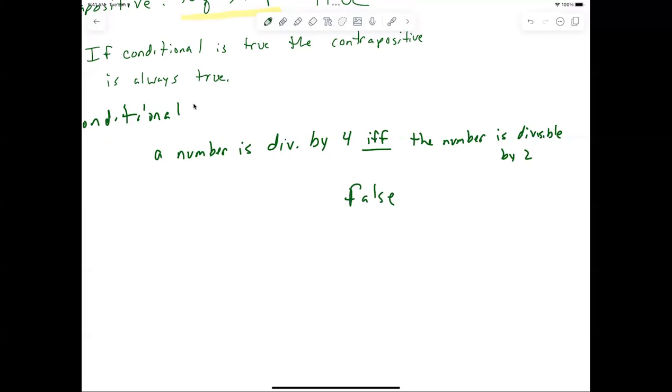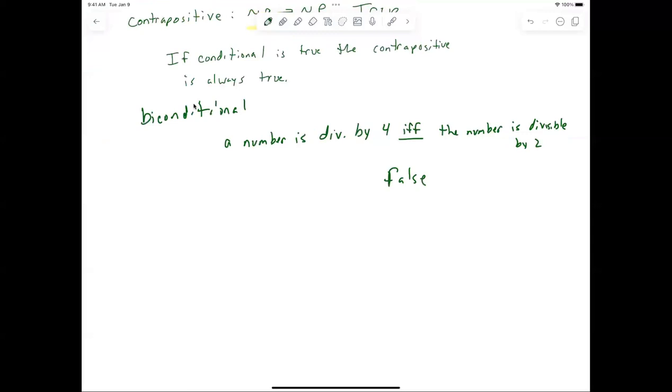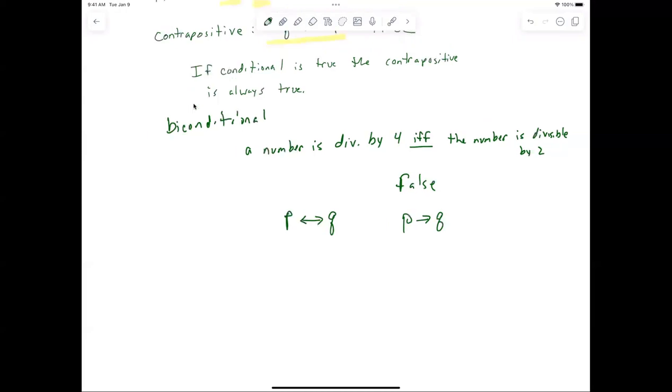Now, this is going to be weird, but we'll talk about it tomorrow. This is the symbolism for a biconditional statement. The conditional statement was if P, then Q. I really should just wait till tomorrow, but that's the symbolism for if and only if.